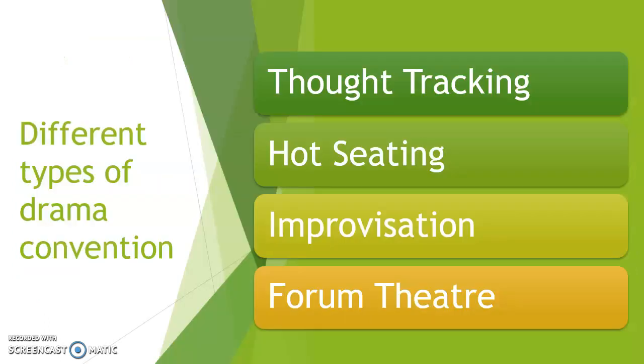So, the ones we're going to look at today, there are 4 types, and these are thought tracking, hot seating, improvisation, and forum theatre. Some of these terms you may have used before. I'm pretty sure that in English you use some hot seating to get to know characters, so hopefully that one won't be a new one to you. But it would be really interesting to see the differences, from your point of view, of how you use them in English to how you use them in drama, and see if there's any similarities there.